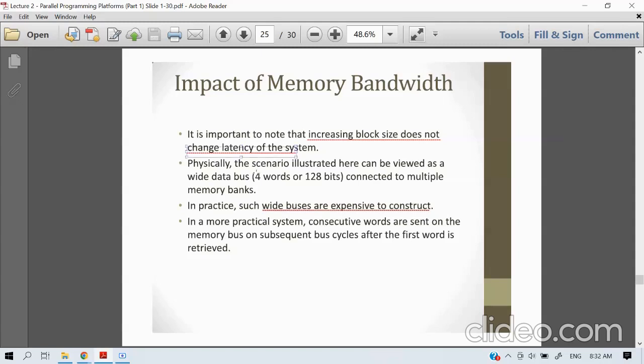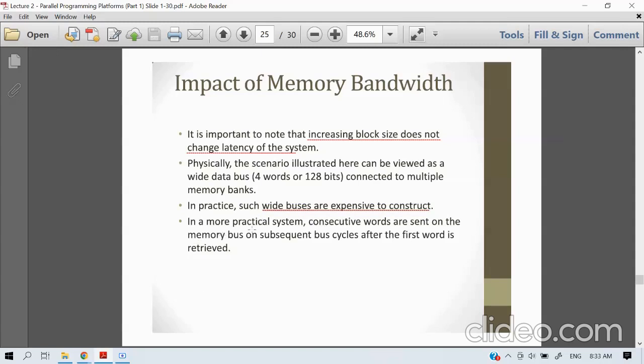Physically, the scenario illustrated here can be viewed as a wide data bus, which can bring forward 128 bits, connected to multiple memory banks. So there are many memories that are connected to the bus that will bring the data to the processor. In practice, such wide buses are expensive to construct. To buy a big bus is expensive.